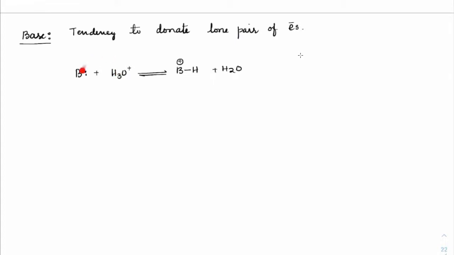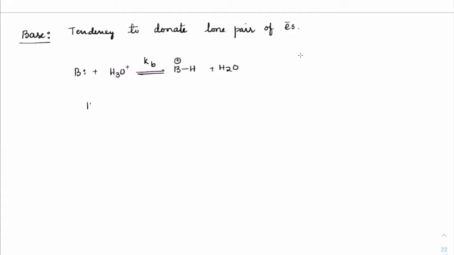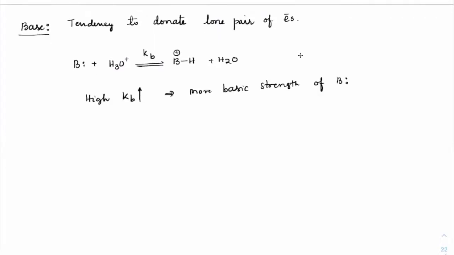Now, since it is accepting a proton, it is becoming a conjugate acid. So I can define Kb for this reaction. The value of Kb defines the strength of this reaction. If the Kb value is more, the reaction will be favored in the forward direction. So more is the basic nature. So I can say that a high Kb value implies more basic strength of B.